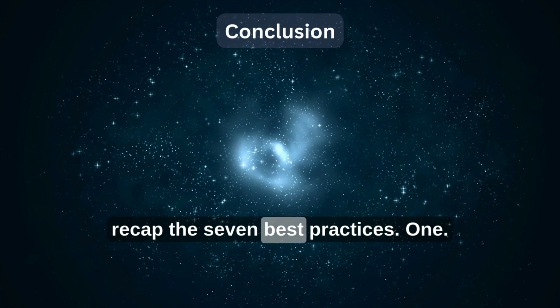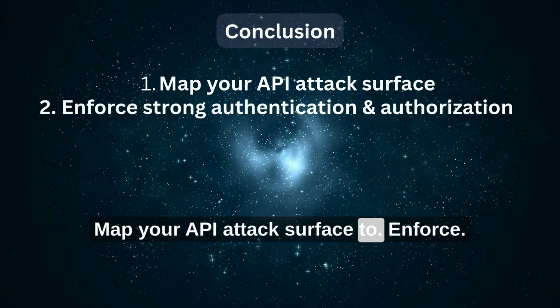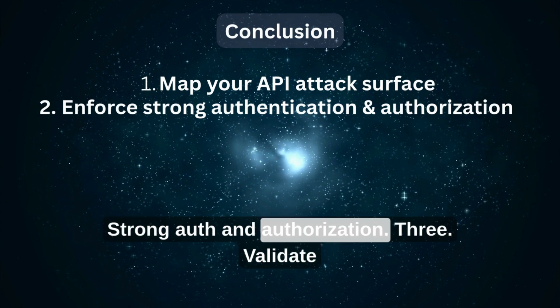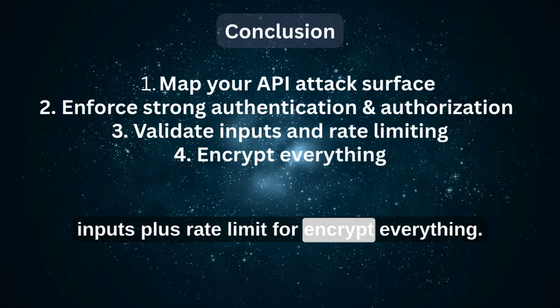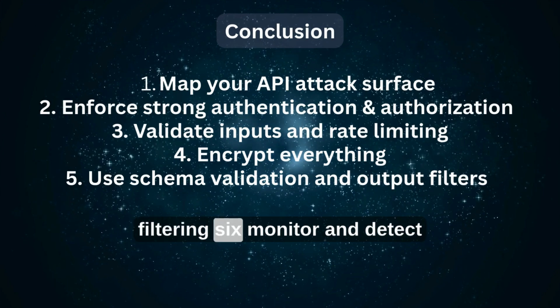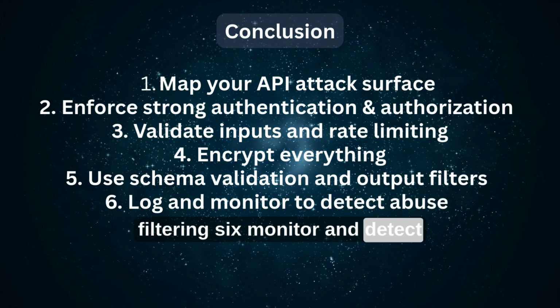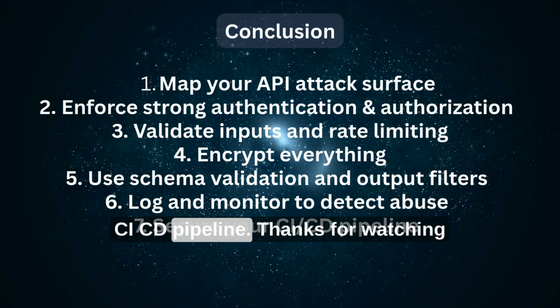Let's recap the 7 best practices. 1. Map your API attack surface. 2. Enforce strong auth and authorization. 3. Validate inputs plus rate limit. 4. Encrypt everything. 5. Use schema validation and output filtering. 6. Monitor and detect abuse. 7. Secure your CI/CD pipeline.